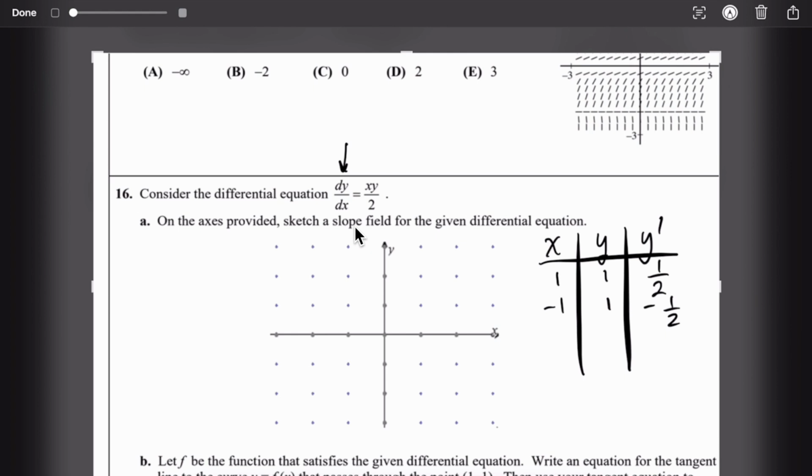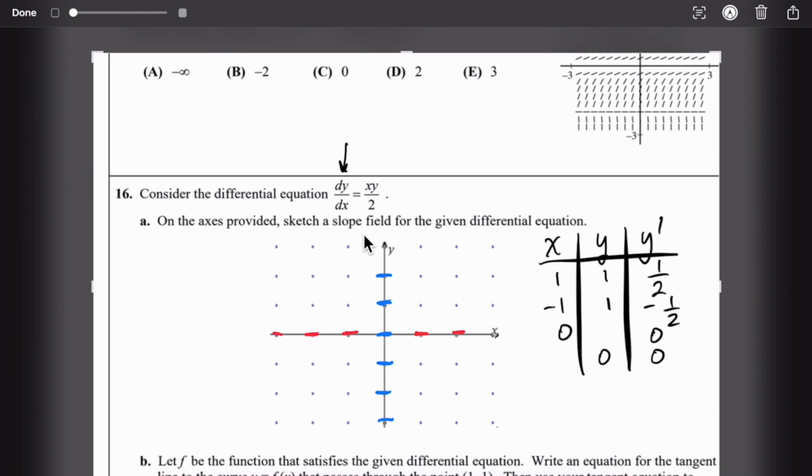When x is 0, the slope is going to be 0. When y is 0, the slope is going to be 0. And let's go ahead and plot these and see where that takes us. Okay, so when x is 0, we're going to have a 0 slope, and that's going to be true no matter what the y value is. And when y is 0, the slope is going to be 0, and that's going to be true no matter what the x value is.